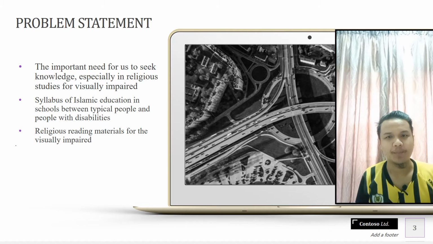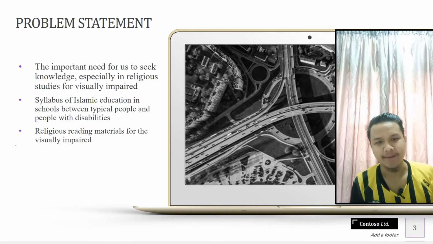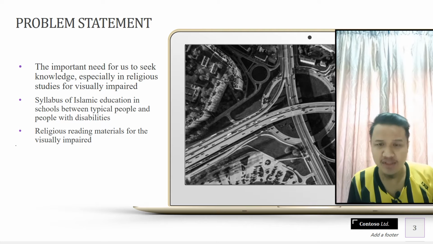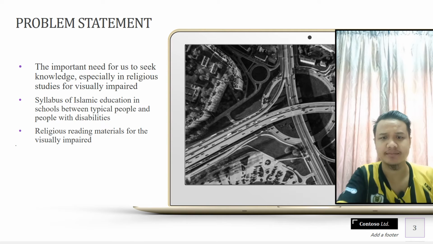Moving on to the problem statement. Number one, the important need for us to seek knowledge, especially in religious studies, for the visually impaired. Number two, the syllabus of Islamic education schools between typical people and people with disabilities. Number three, the religious reading material for the visually impaired.